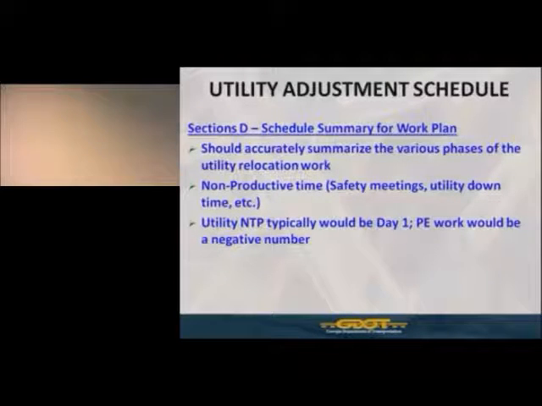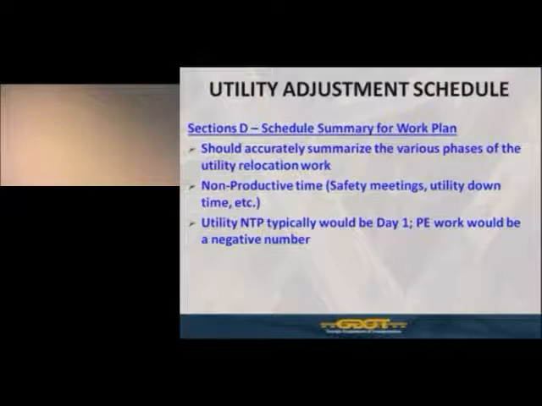Now, the utility NTP typically would be day one. We used to tell you to use day 0, but we've recently learned that GUPS does not allow for zeros. So it would be day 1. So when you get your notice to proceed for any phase of the work, that essentially would be your day 1 as far as the physical relocation or whatever the work may be that notice to proceed addressed.